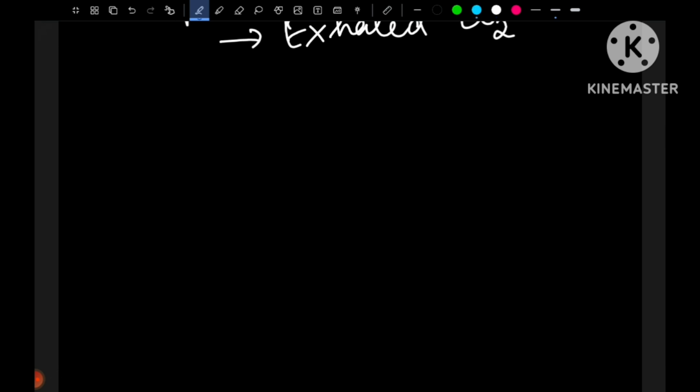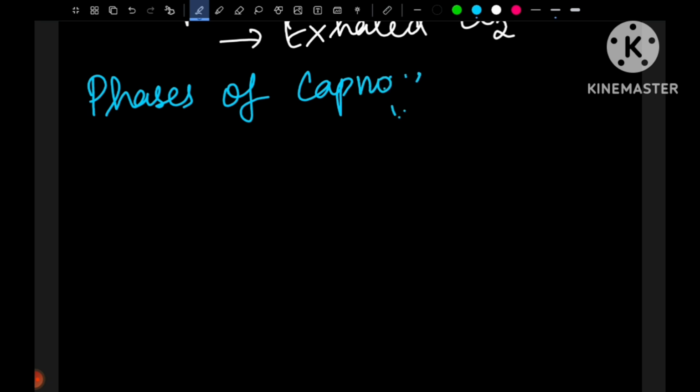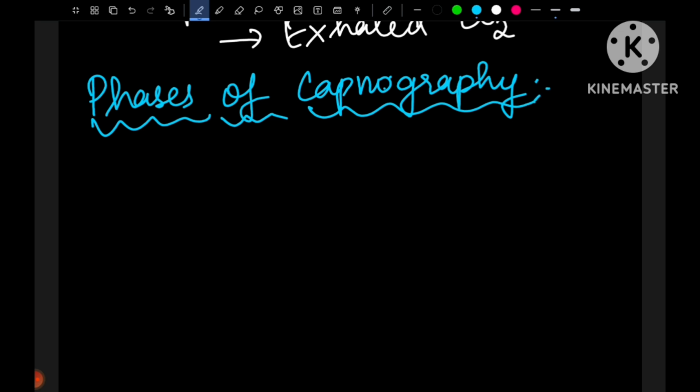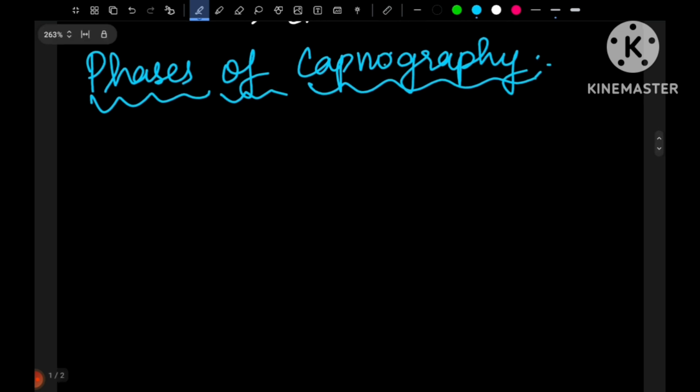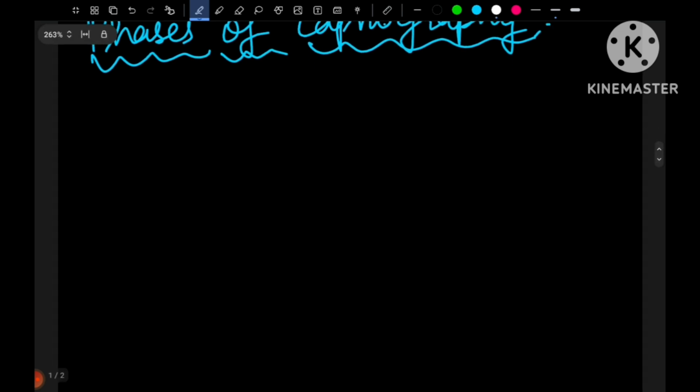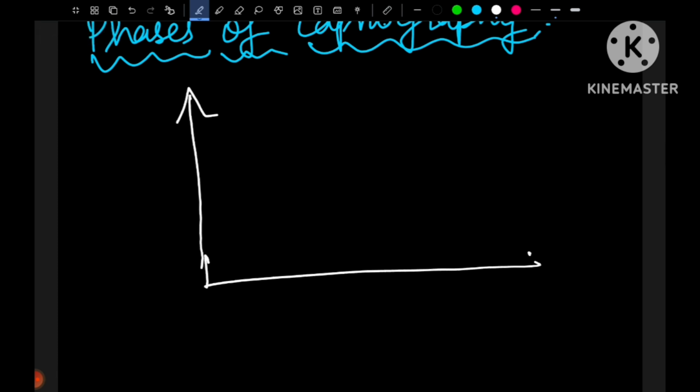So let's now draw the phases of capnography. I hope it is audible. So what are the phases of capnography? There are 4 phases. Actually, to be exact, it's 3 phases. Let me draw it a little more clearly.